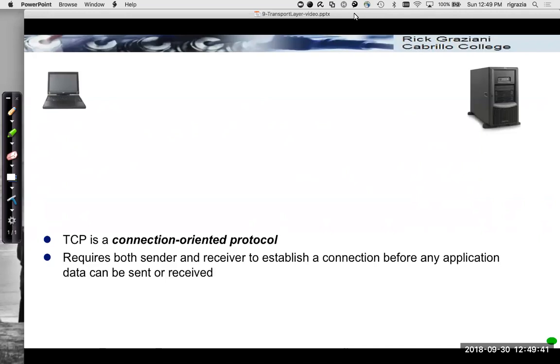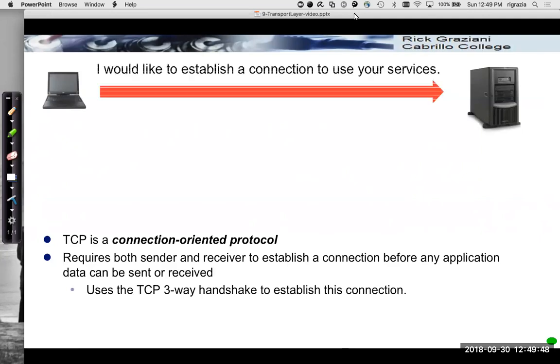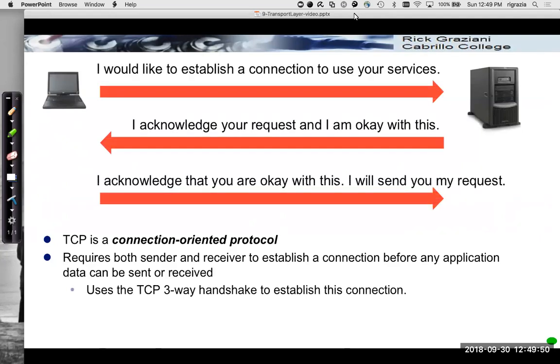Okay, so TCP is a connection-oriented protocol. It requires both the sender and receiver to actually establish a connection before any data can be sent or received. This is known as the TCP three-way handshake.